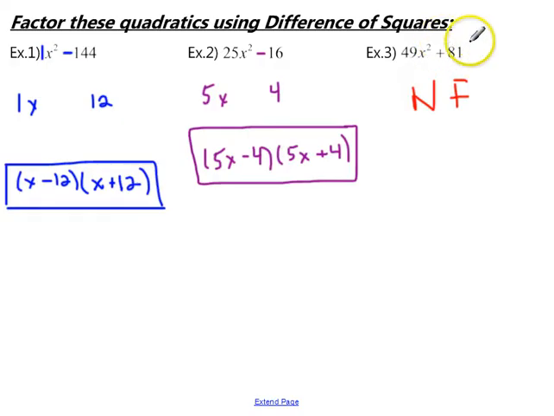Now for example 3, hopefully you got that it was not factorable. It fails in the very first step. This is an addition symbol. It is not subtraction, which means that you cannot use difference of squares with this. So remember, you have to be careful, and that's what it stands for: difference, which is subtraction, of squares, the perfect squares. So make sure you look for that subtraction sign, and if it's not there, you can't factor it.